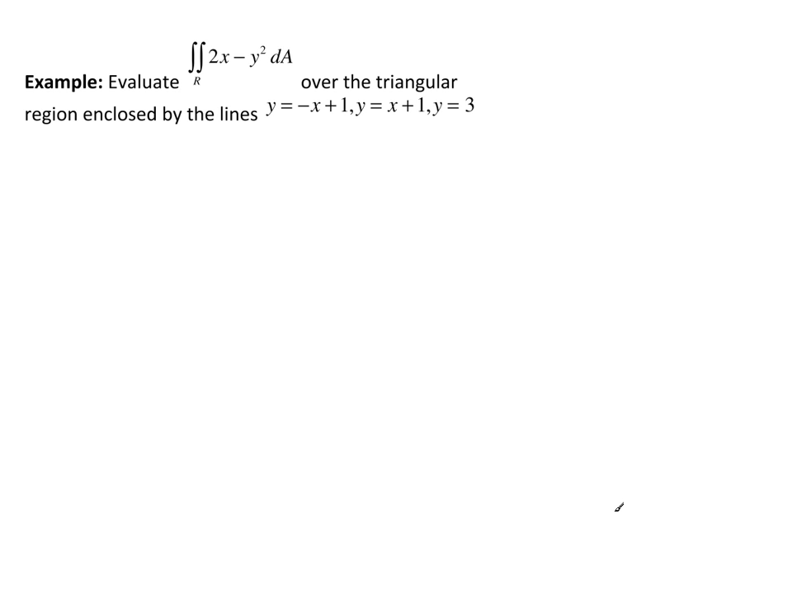Let's evaluate 2x minus y squared over the triangular region that's enclosed by the lines y equals negative x plus 1, y equals x plus 1, and y equals 3. Well, to get a handle on this, the first thing we need to do is produce a graph of this so we can get an idea what we're talking about here.